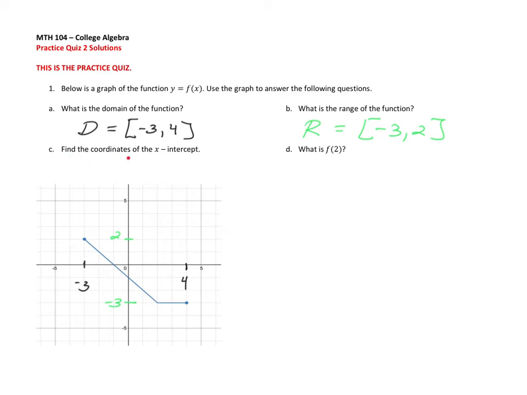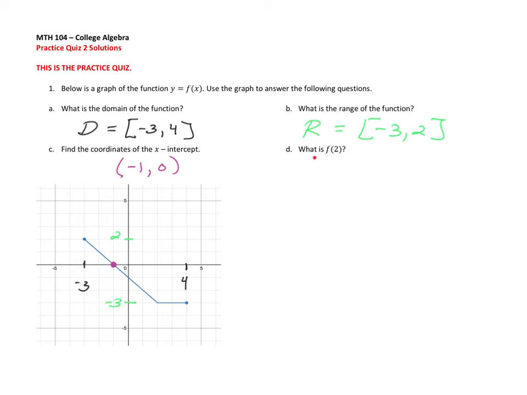Okay, find the coordinates of the x-intercept. So this is where the graph is crossing the x-axis, or is equal to the x-axis. So that appears to be here. Okay, so the coordinates for the x-intercept, the x value is -1 and the y value is 0. So -1, 0. There are no other x-intercepts, so that's it for this problem.